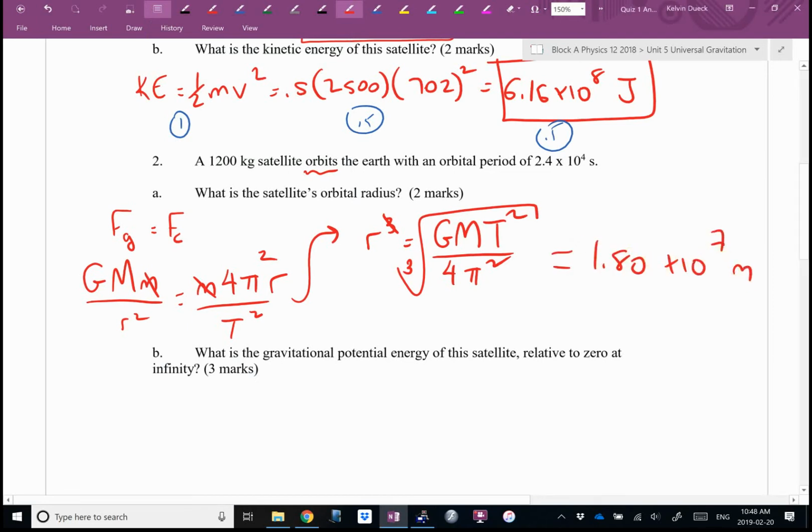Is that correct? People nodding? Okay. 2 out of 2 if you got that. Otherwise, same as before, I would give you a half mark for that, a half mark for that, a half mark for the cube root equation, and a half mark for the answer.